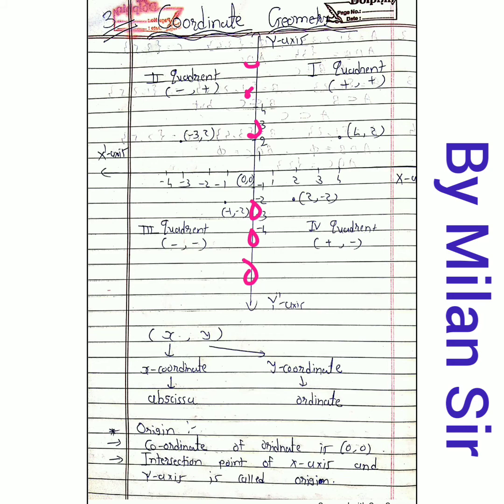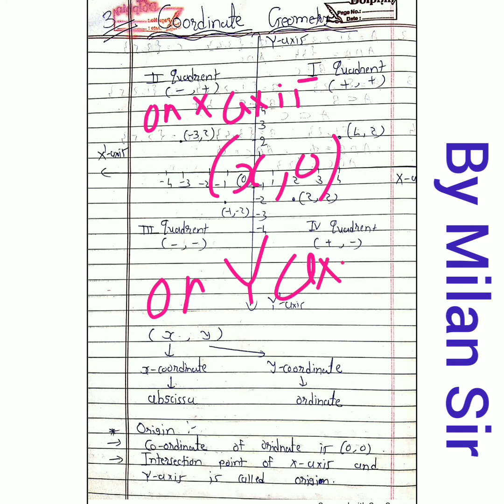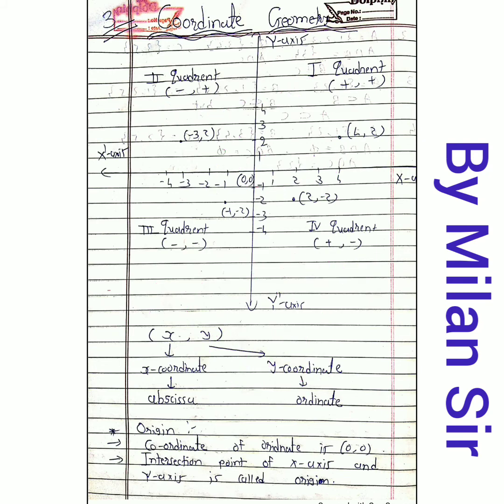Okay, that means a point on the x-axis has y coordinate 0. And a point on the y-axis means that the x coordinate is 0. So it is fixed. If I say (0, -5), then this point lies on the y-axis because the x coordinate is 0.